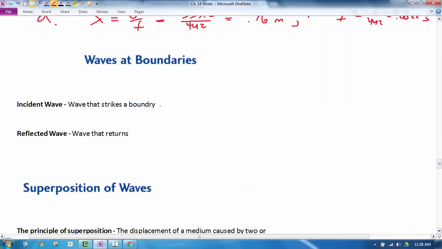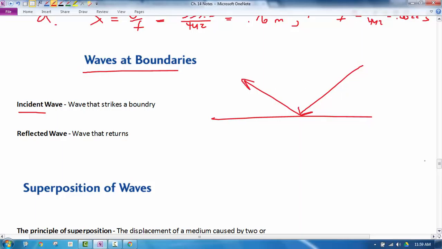So the next section in chapter 14 is called waves at boundaries. So we're going to talk about what happens when a wave strikes a new medium. First of all, some vocab. When we have a wave striking a boundary, like light, for example, hitting the ocean, the wave that comes in, we're going to call the incident wave. And then the part that reflects, we'll call the reflected wave.